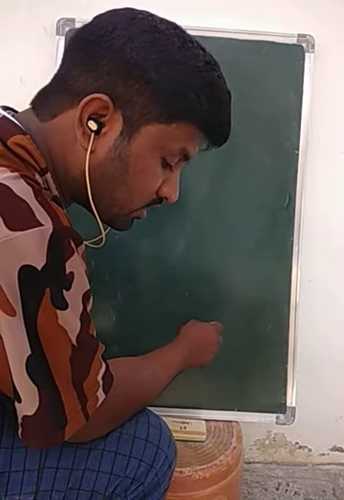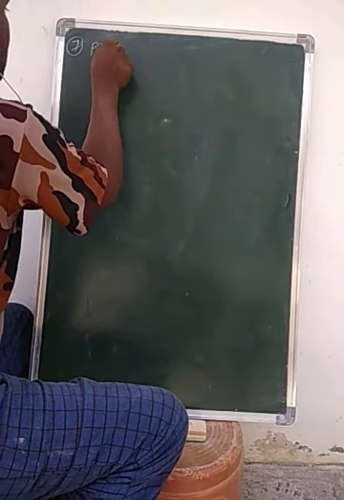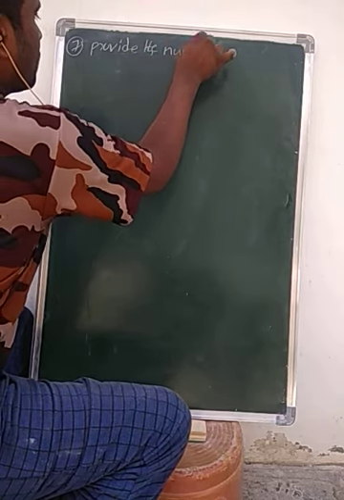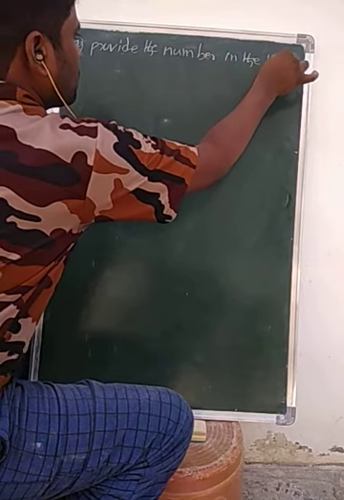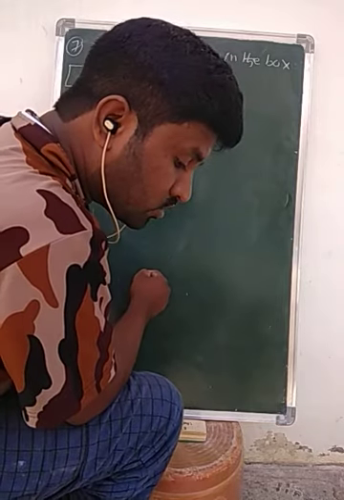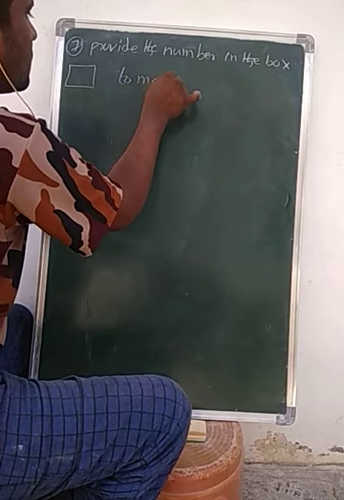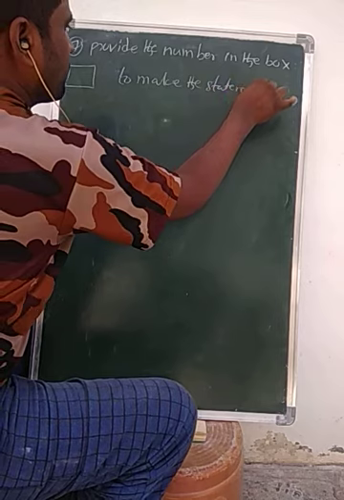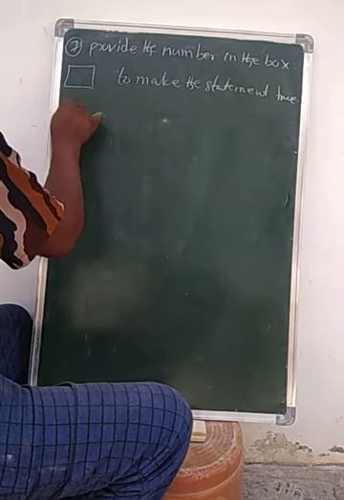Provide the number in the box. Question number 7 is given. Provide the number in the box to make the statement true.